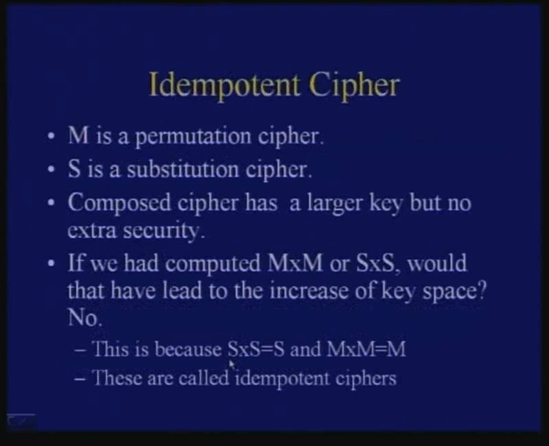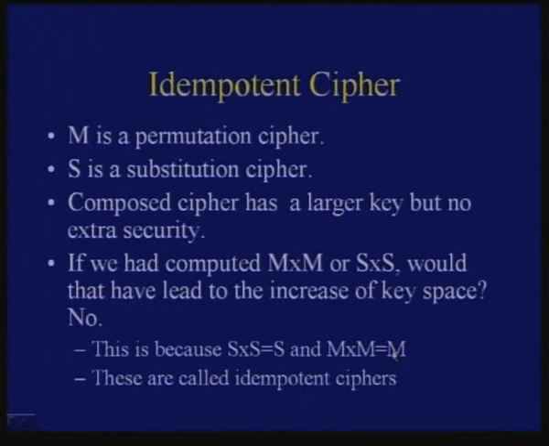Then let us see what an idempotent cipher is. An idempotent function is one where, if we apply the same function twice, we obtain the same function back. M is a permutation cipher and S was a substitution cipher, and both of them were actually idempotent ciphers. So a composed cipher has a larger key but no extra security, because if M cross M is equal to M, then even composing M more than once leaves you with the same kind of transformation. It does not add to your security. If we had computed M cross M or S cross S, that wouldn't have increased the key space, because S cross S is equal to S and M cross M is equal to M. These classes of ciphers are called idempotent ciphers.